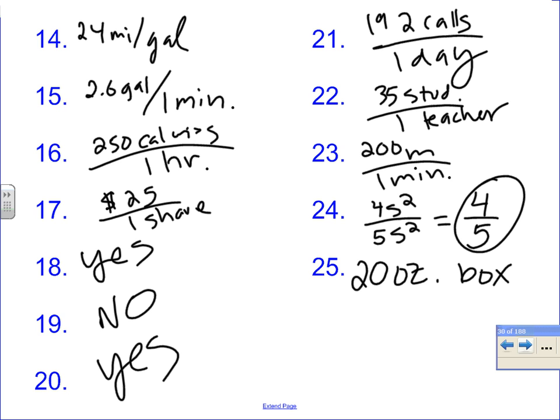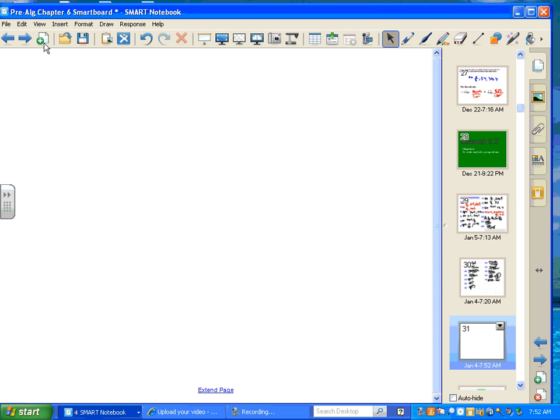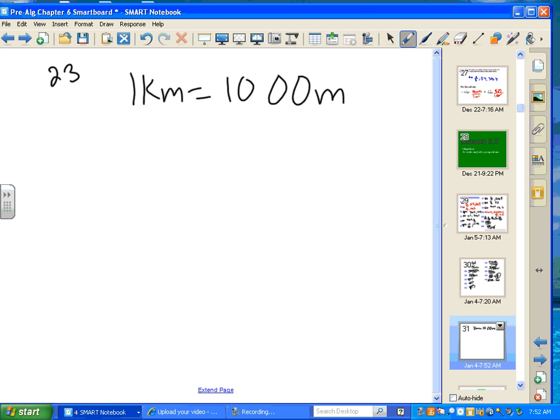Annalise? I got number 23 and 24 wrong. Like for 23, I got 20. Okay, so let's start with 23. 23, Annalise, you had to know, which I didn't tell you yesterday. Eventually I'm going to teach you guys all these conversion factors. So you have to know that 1 kilometer is equivalent to 1,000 meters.